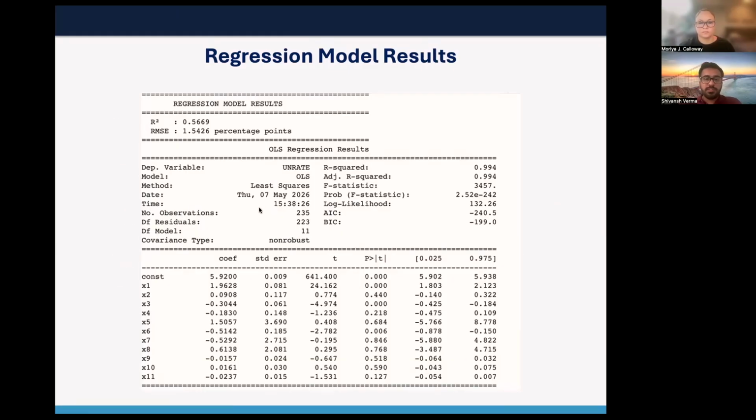So our regression model results. What did the model actually produce? The results tell an interesting two-part story. On our held-out test set, spanning from 2020 to 2023, the model achieved an R squared of 0.5669 and an RMSE of 1.54 percentage points.